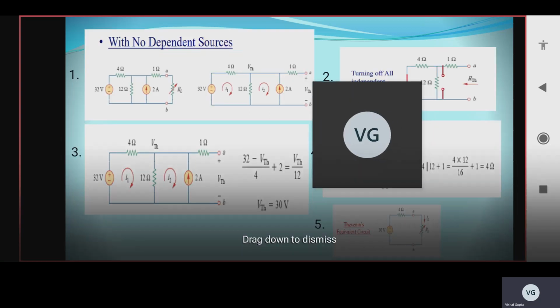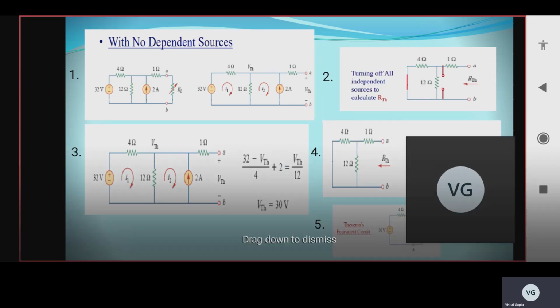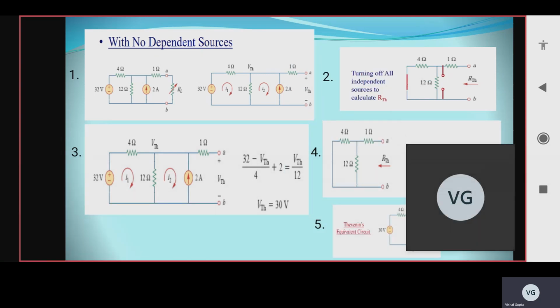So there are two types of circuits in which we can use Thevenin's theorem. The first type is with independent sources, and the second is with dependent sources. First we will discuss circuits with no dependent sources. In such circuits there will be no component which depends on another, like current will not depend on voltage, and voltage will not depend on current.